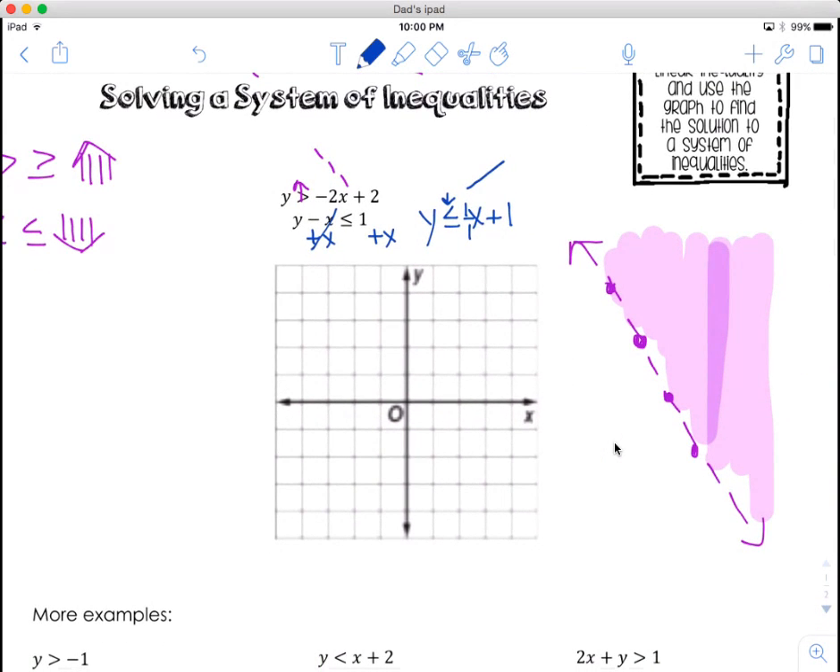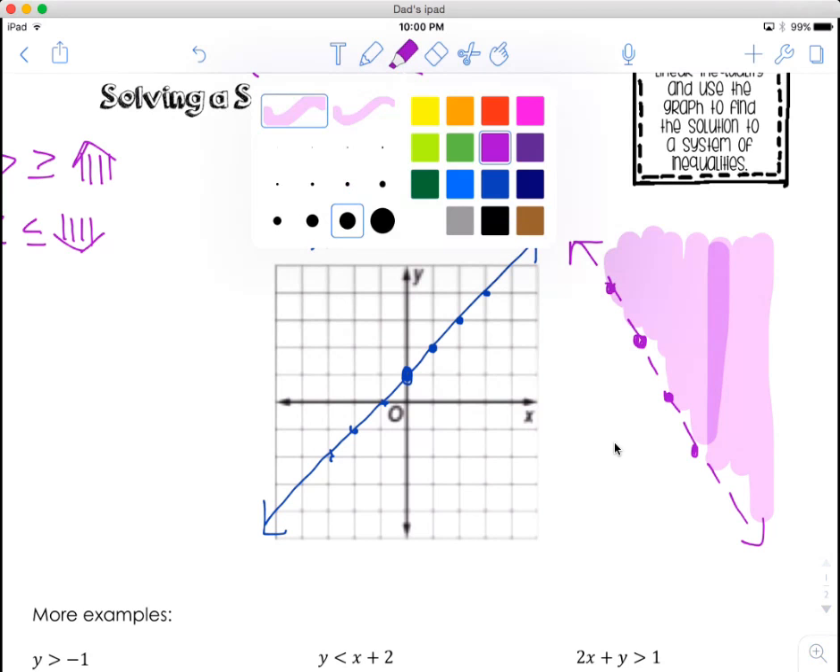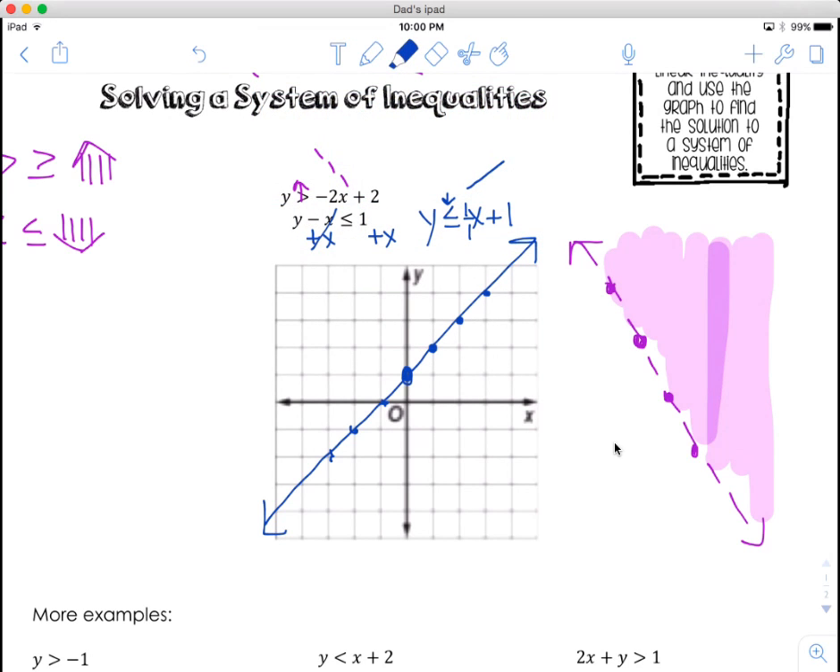Okay, so let me shrink this back down a little bit. So it starts at 1, and it goes up 1 over 1, or down 1, backwards 1. And I can use a solid line with this. It's going to shade from this line, it's going to shade down. So I'm starting at the line and I'm just shading down. So that's graphing just one inequality. The purple one was a different inequality.